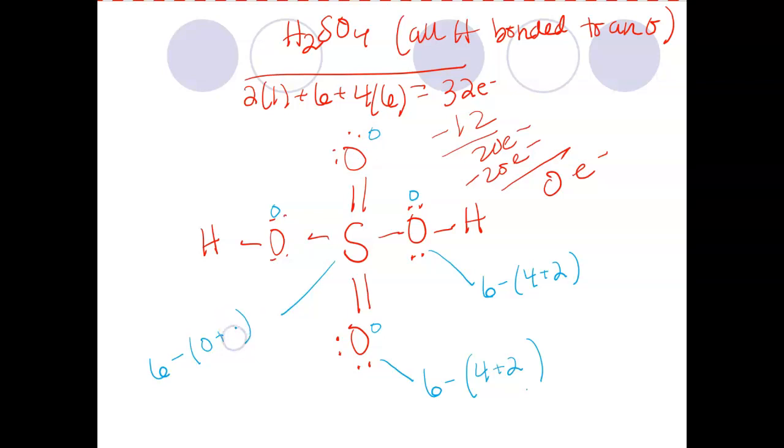Sulfur is now 0 dots and 6 lines, 0. So this is one of those that you wouldn't immediately think that you need to break the octet rule, but based on formal charges, we did.